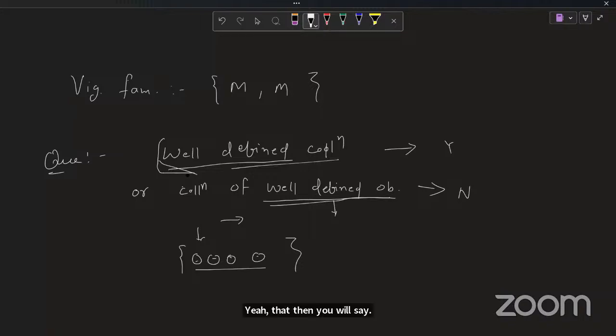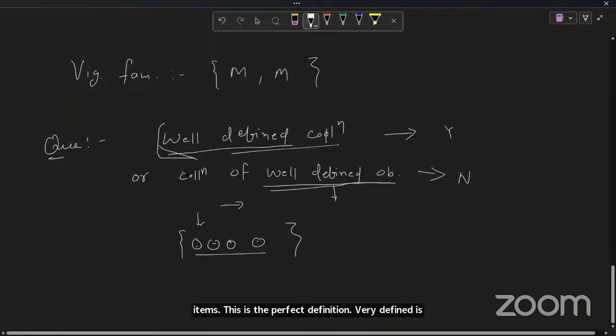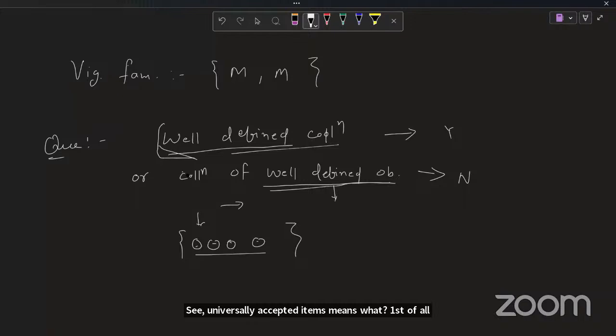I don't think so, because whatever it is, there are so many mentioned. Yeah, I think the collection of universally accepted items is the perfect definition of well defined. See, universally accepted items means what? It means everybody will agree that this is paracetamol.